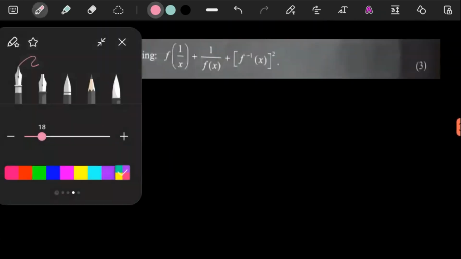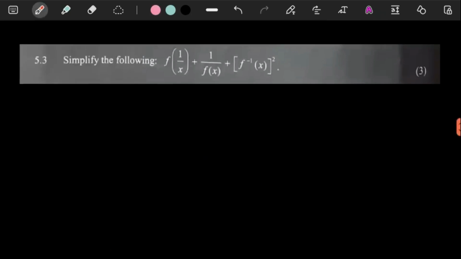5.3, what does 5.3 say? 5.3 says we should simplify this equation.